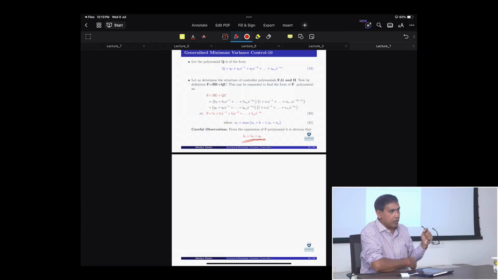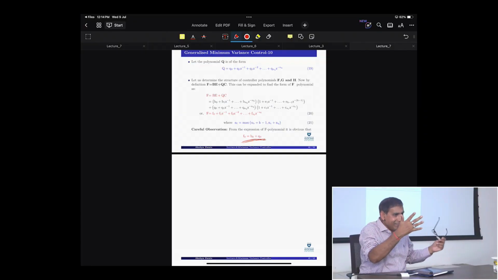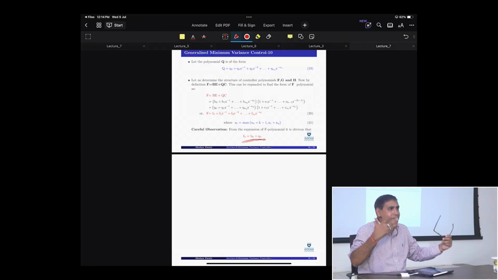No, PID can control non-minimum phase. See, I am giving an analogy here. The child is mischievous, but whenever he becomes young, then he becomes better.